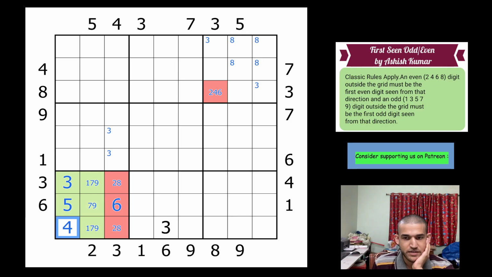Interesting. Let's make this red. So this can't be 4 because you have a 4 here. So that's green. That's an odd digit. And it cannot be 3, 5, or 7. So it has to be 1 or a 9. Excellent.